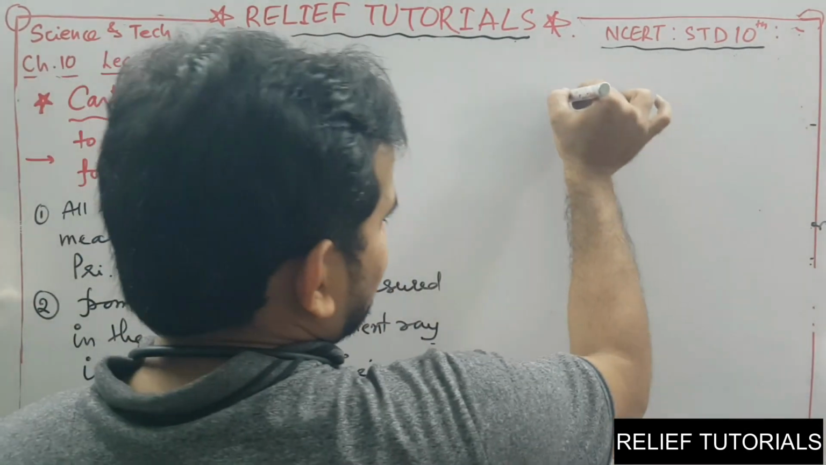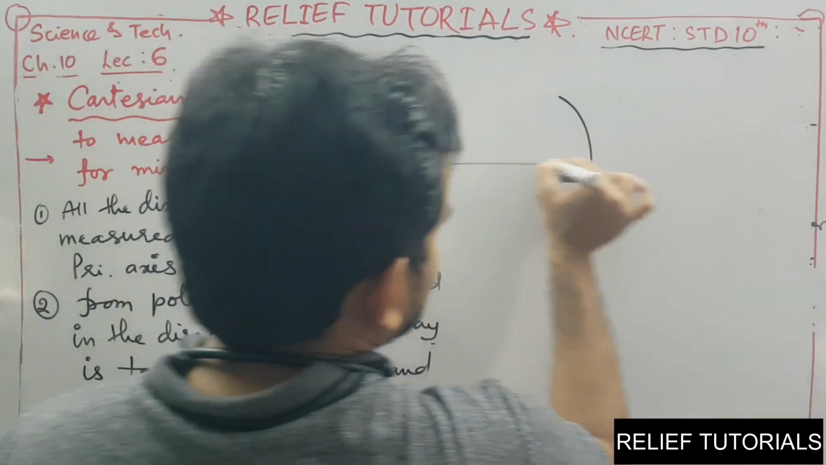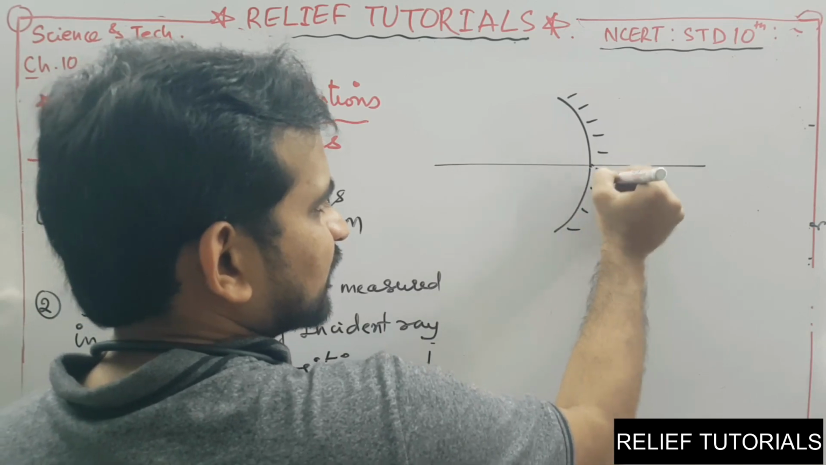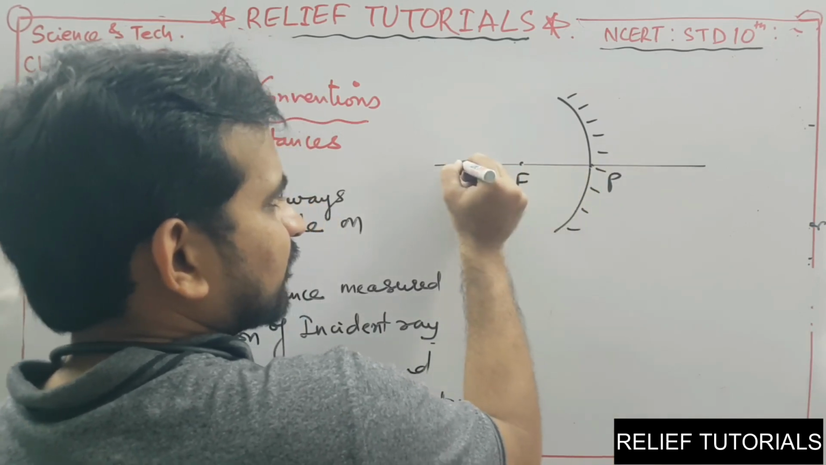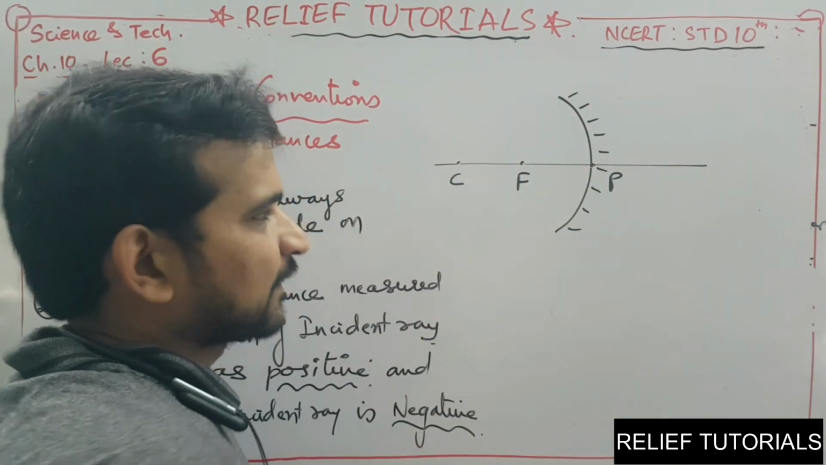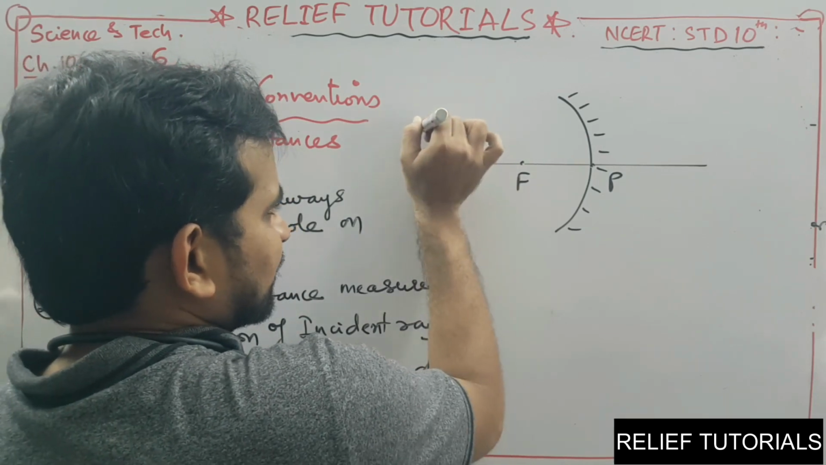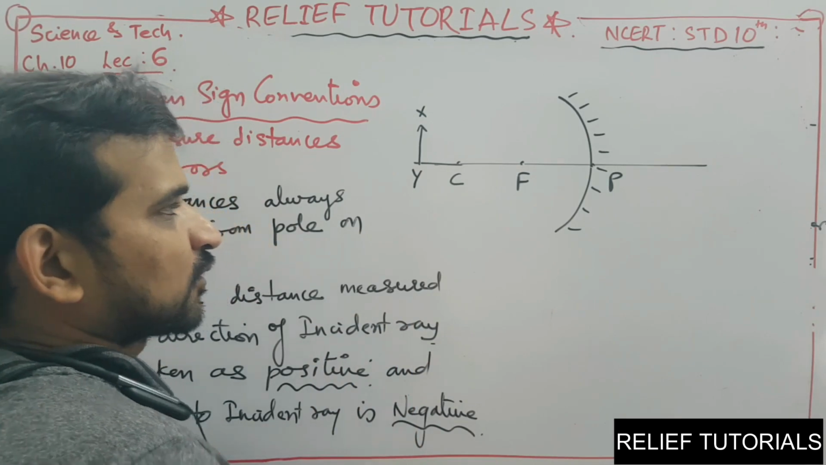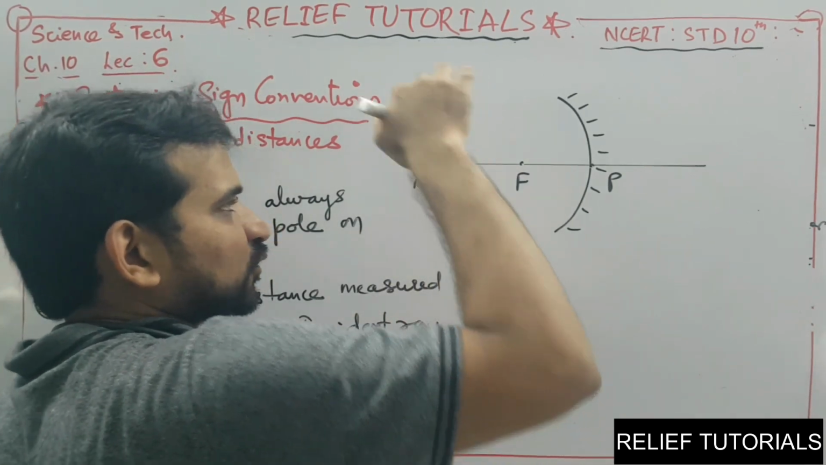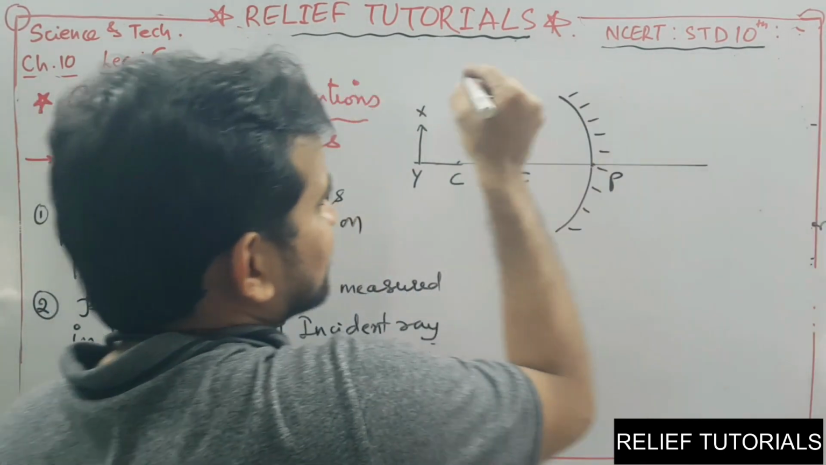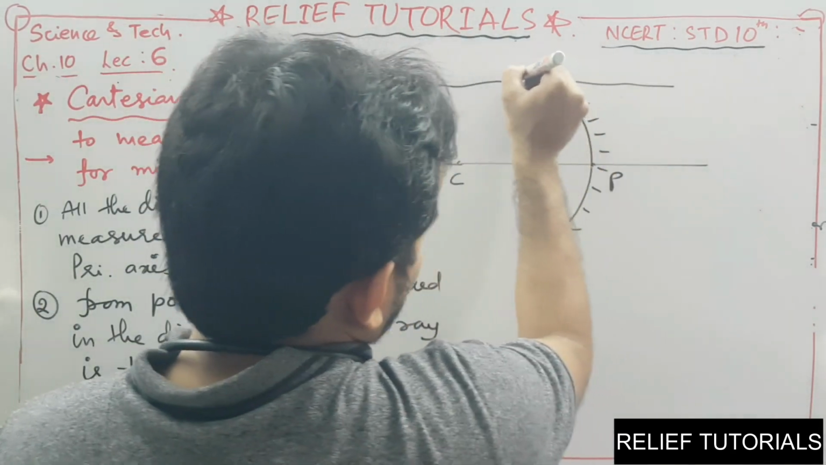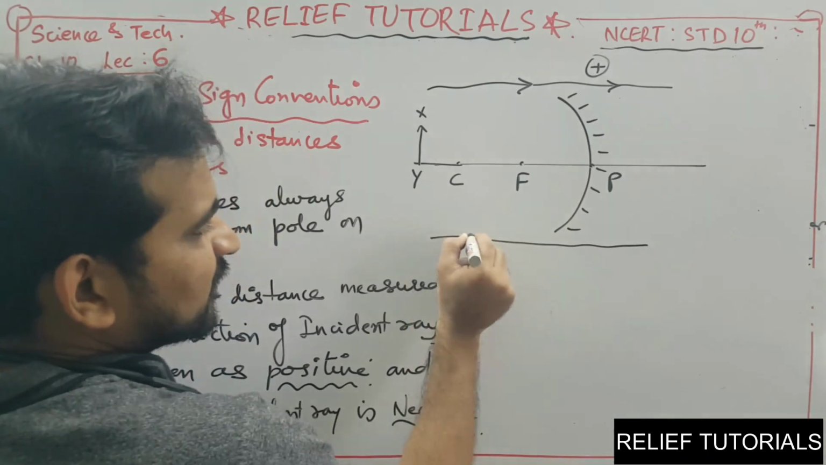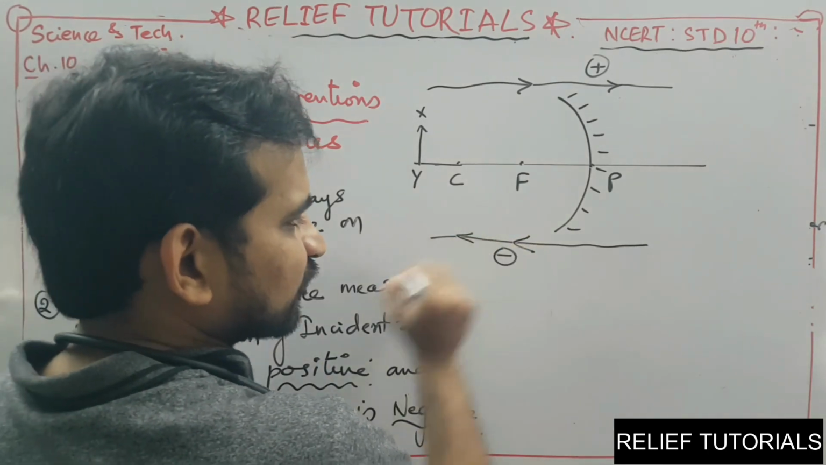Let us take some examples. Consider here is the object. This is concave mirror. Here is pole. Here is F, and here is C. So if you place the object here, this is X, Y. Obviously the object is here, so incident ray goes like this. So these directions are taken as positive and opposite directions are taken as negative.